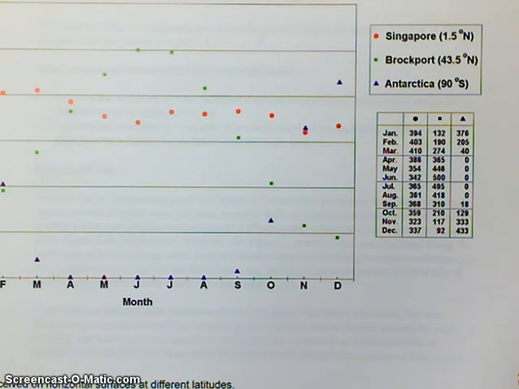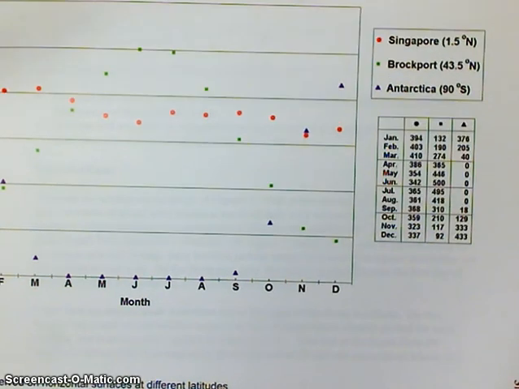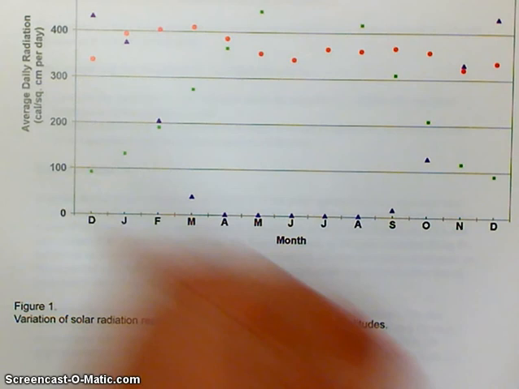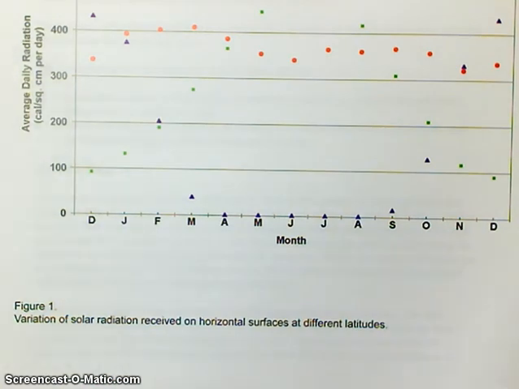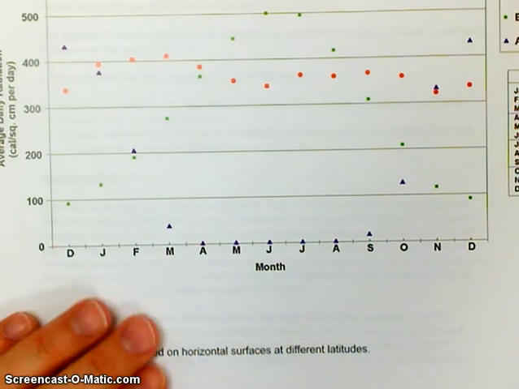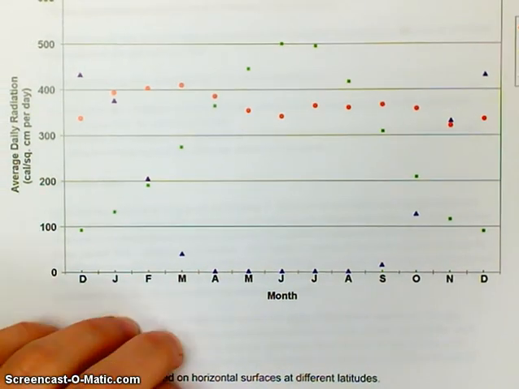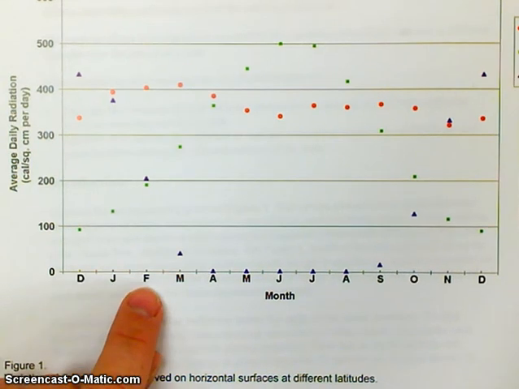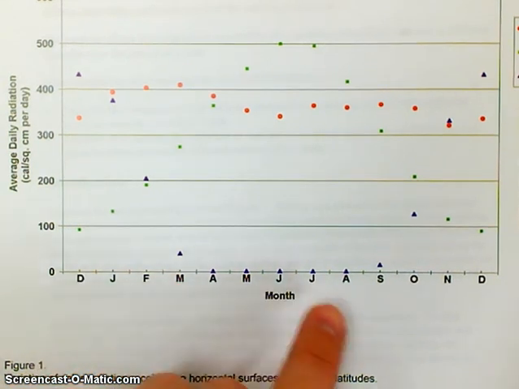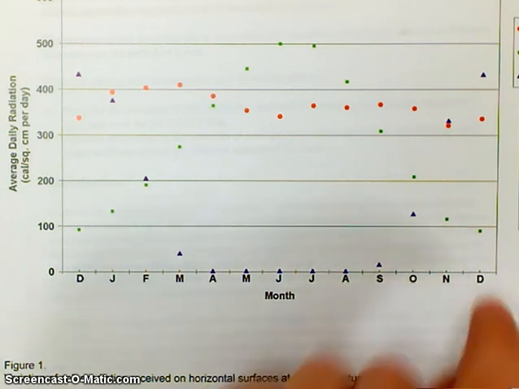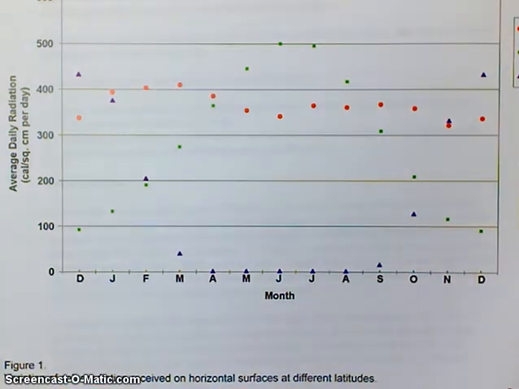On figure 1, month of the year is plotted along the horizontal axis, and average daily incident radiant energy in calories per square centimeter per day is plotted vertically. So let's take a look at what they're talking about. Let me get this where you can see the X and Y axis. So down here, here's December, January, February, March, April, May, June, July, August, September, October, November, December again, showing that eventually the months repeat.